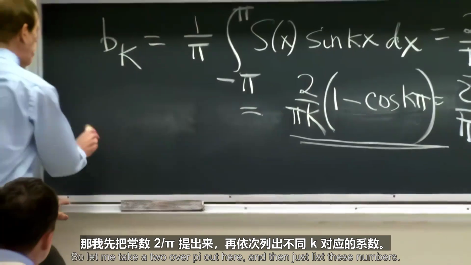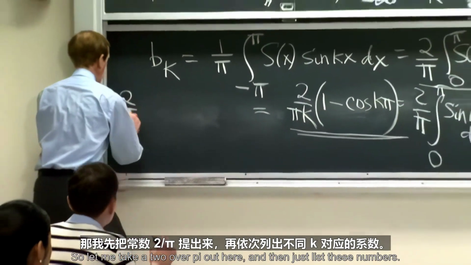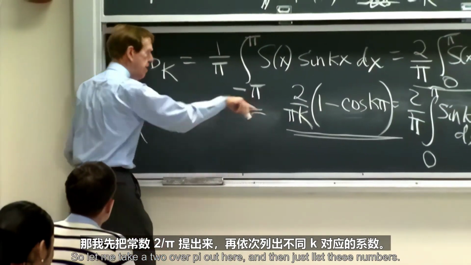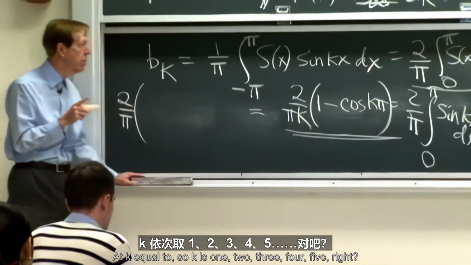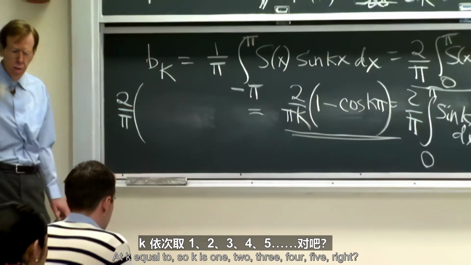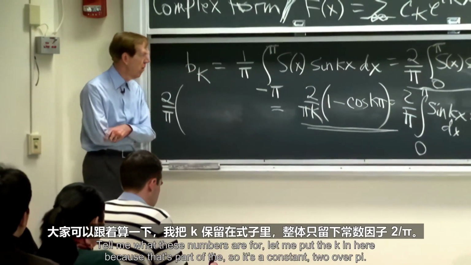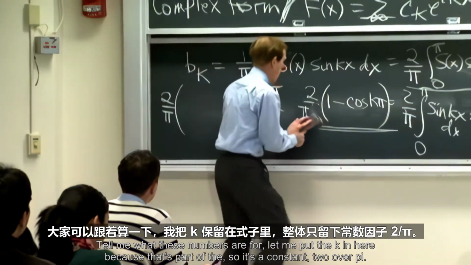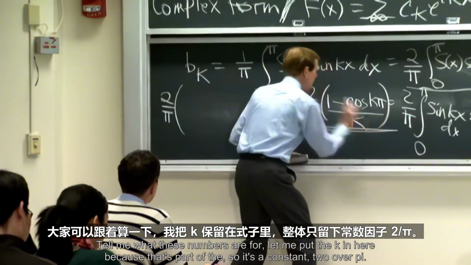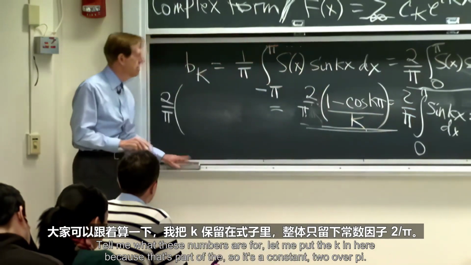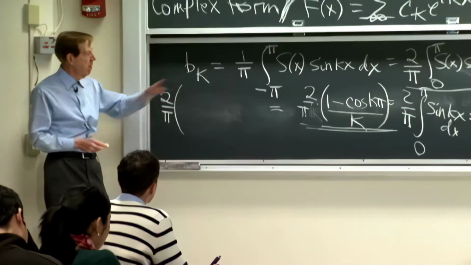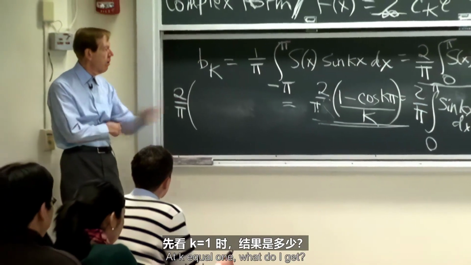Now let's see what these numbers are. So let me take a 2 over pi out here. And then just list these numbers. So k is 1, 2, 3, 4, 5, right? Just tell me what these numbers are, let me put the k in here, because that's part of it, so it's a constant, 2 over pi. At k equal 1, what do I get?